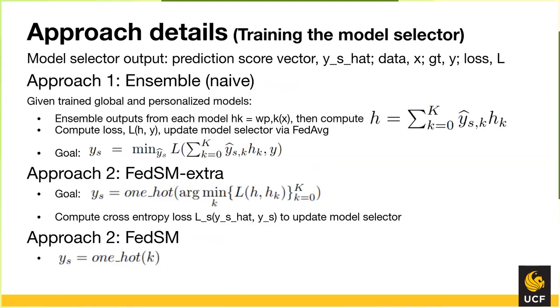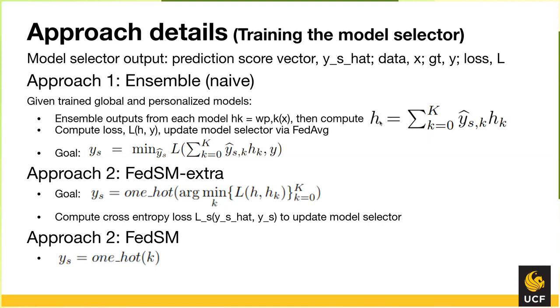So yeah, the goal of the model selector, as I said, is to determine the best match, best client, or best model to use. If the test data is very similar to client J's test data, we should use model J. So they explain 3 approaches. The first is the naive one, to give us an idea of basically what was trying to be done. And so they say that if we have the trained global and personalized models, maybe you train them using federated averaging or whatever, you do extra training rounds to train the model selector. And the way you do that is that you ensemble the outputs from each of the models.